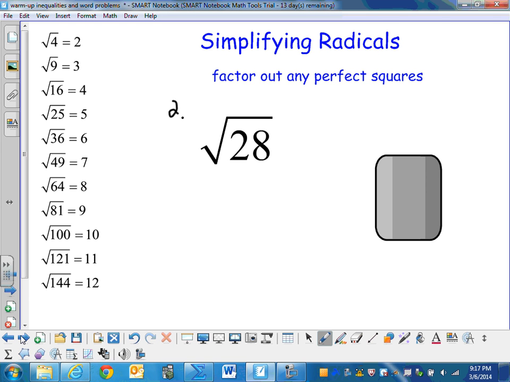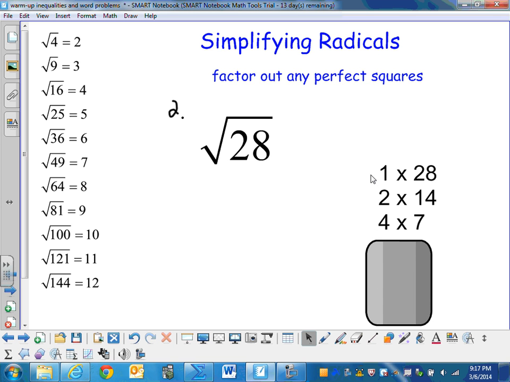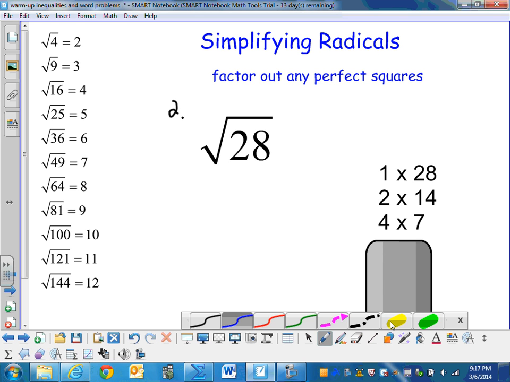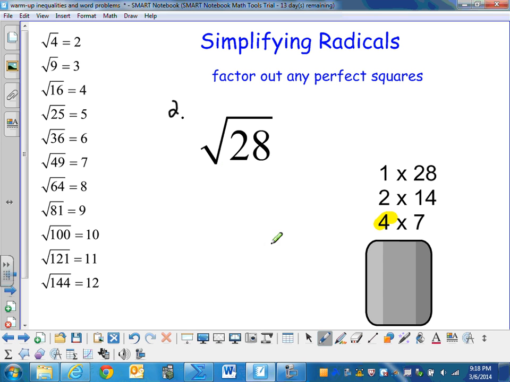Number 2, simplify the square root of 28. 28 is not a perfect square, but are any of the factors of 28 a perfect square? Well, the factors of 28 are 1 times 28, 2 times 14, and 4 times 7. 4 is a perfect square, so I'm going to select the factors of 4 and 7 to simplify this radical.